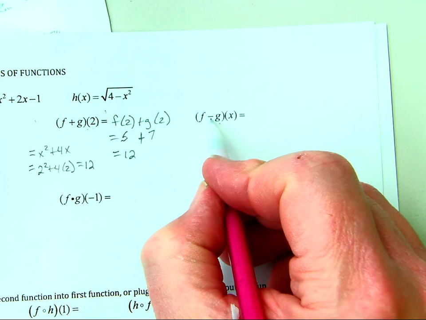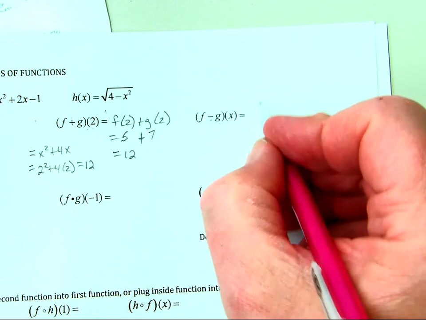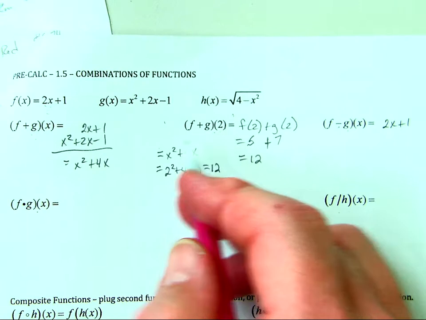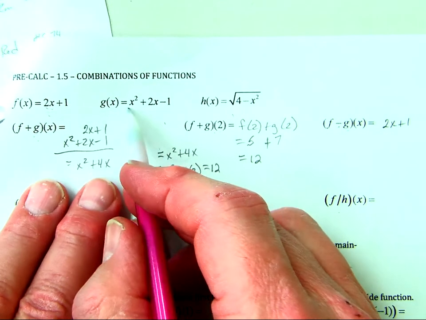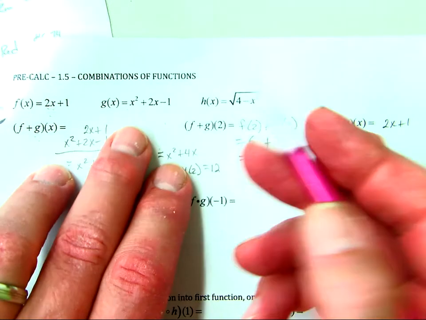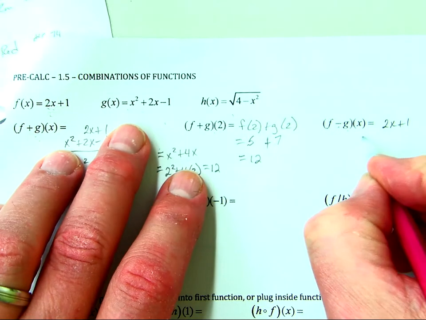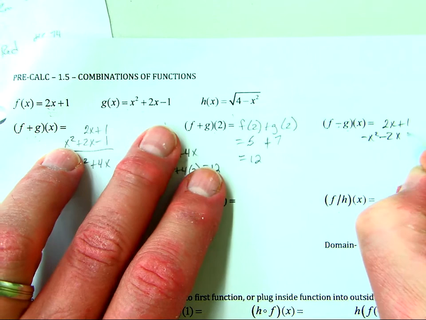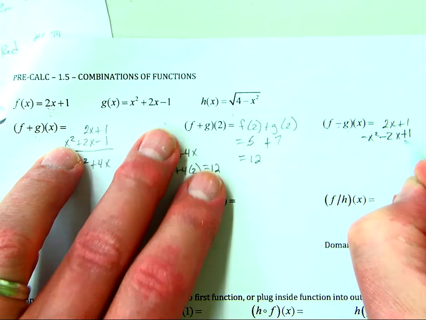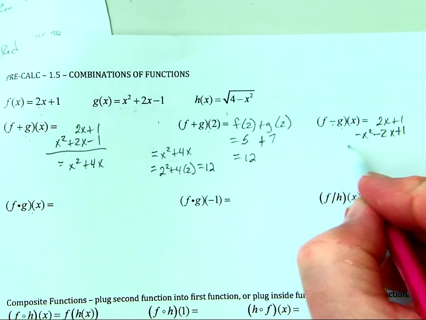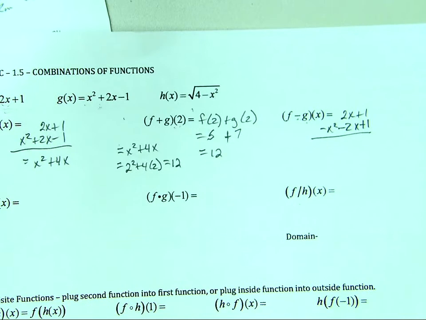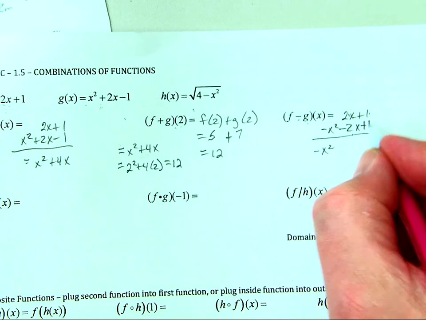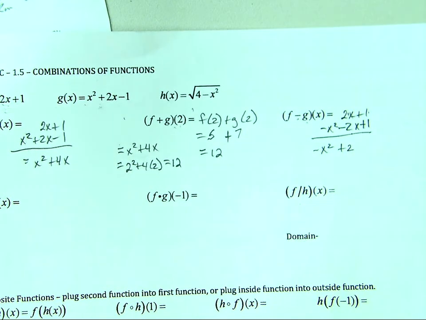Here f minus g of x means that we're going to subtract. Here you have to just be careful. You're subtracting all of g. So we have 2x plus 1. If we're subtracting all of g, that means we're subtracting each one of these, so we need to change every sign. So you're subtracting x squared, you're subtracting 2x, you're subtracting a negative 1. So it's going to look like that if I change all the signs. So I have a negative x squared. The two x's cancel out, and 1 plus 1 is 2.